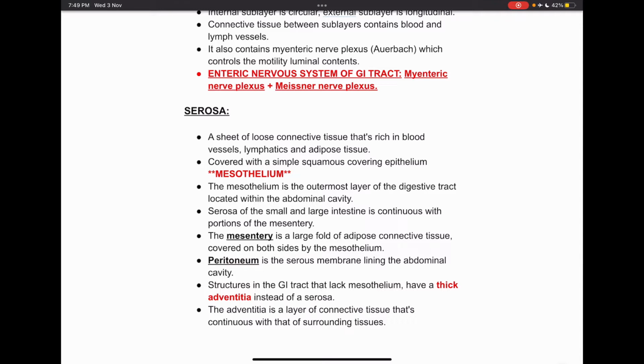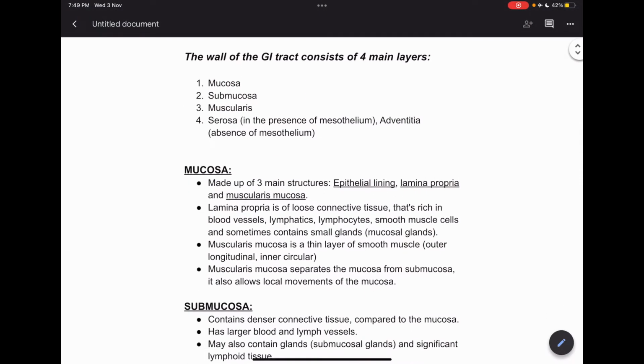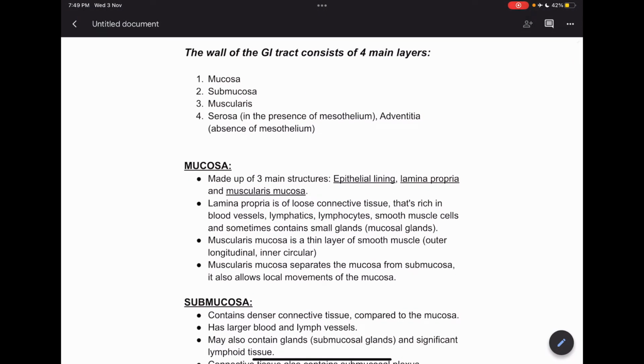So both sides of the mesentery are covered by mesothelium. وعندنا كمان الperitoneum, which is a serous membrane lining the abdominal cavity. Okay? So بس هيك يعني رؤوس أقلام just to refresh your memory. So عندنا الميكوزا, السبميكوزا, المسكularis and the serosa, with muscularis being the thickest.